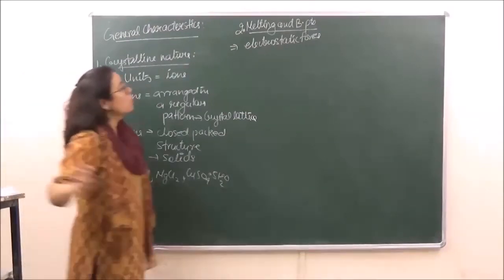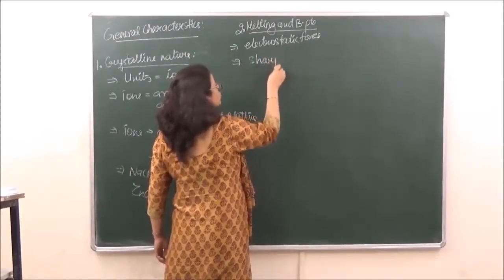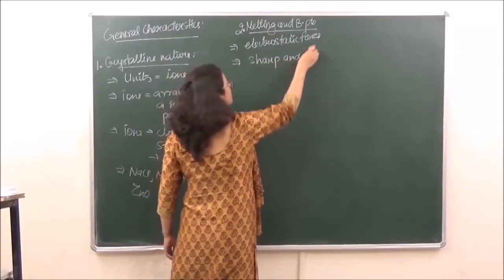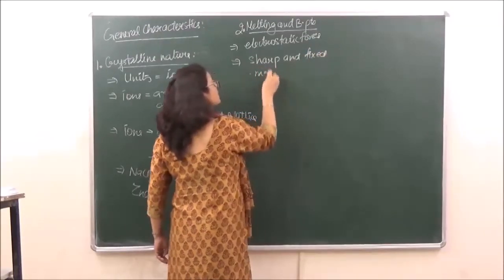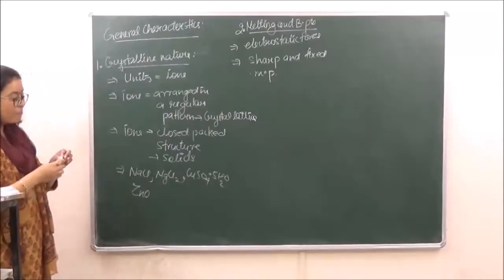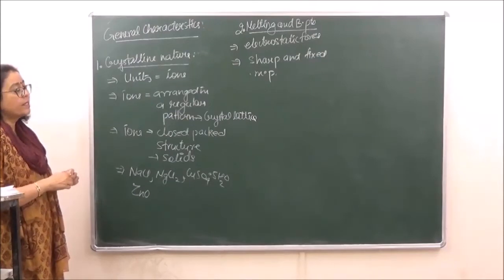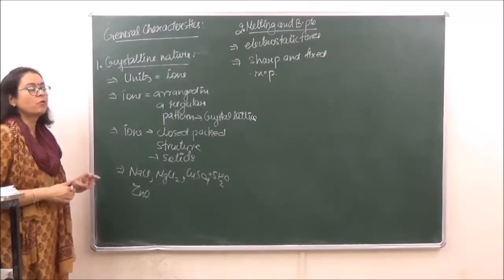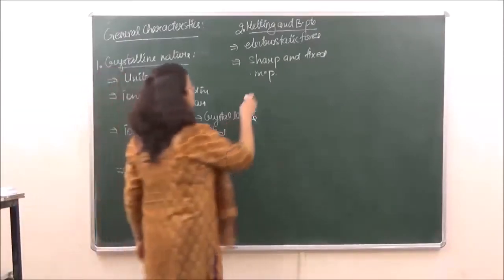And also one more thing: ionic compounds have sharp and fixed melting points. Every compound has its own melting point which cannot be altered unless there is some impurity present in it. Okay? Then third, they are hard and brittle.